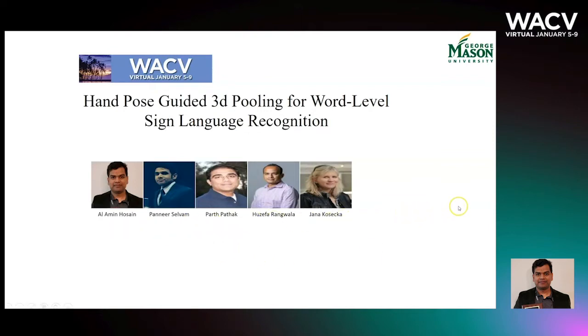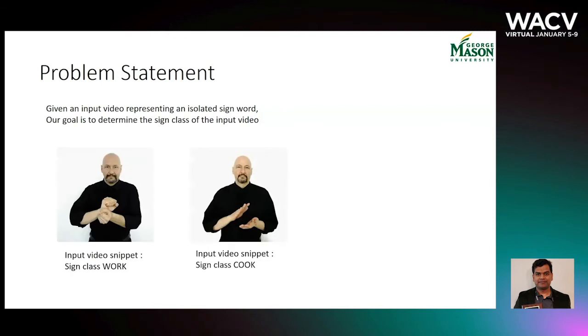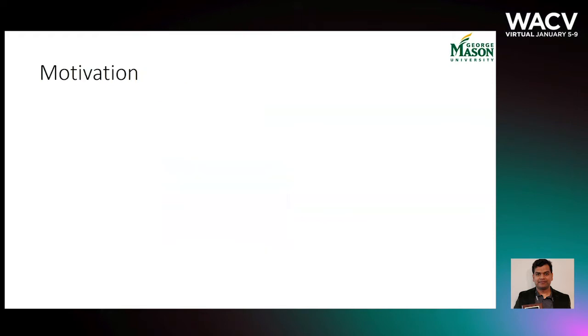Let's start the presentation. Given an input representing an isolated sign word as a video, our goal is to train a machine learning model so that it can understand what class the video is. For example, here we see two classes of sign videos. One is work, another one is cook. So we expect that after training, our machine learning models can distinguish between these different types of videos.